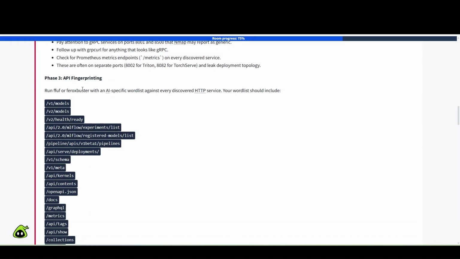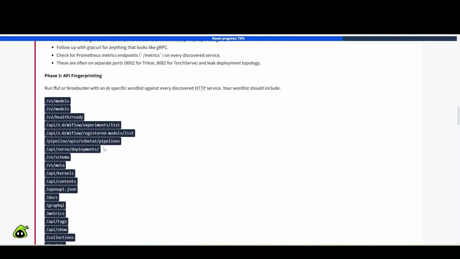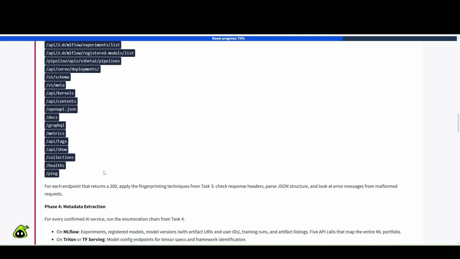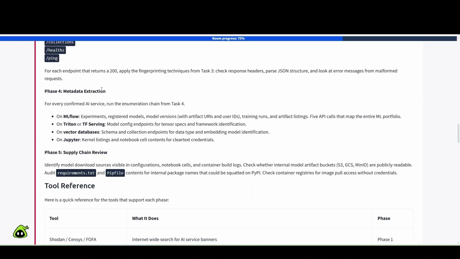Run ffuf or Feroxbuster with an AI-specific word list against every discovered HTTP service. Your word list should include the following. So here are examples of that. Like I said, it's probably something out there right now. If SecLists doesn't have anything, you could probably build one yourself or find something on GitHub or something like that.